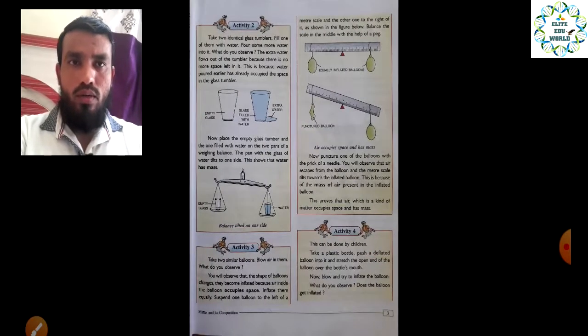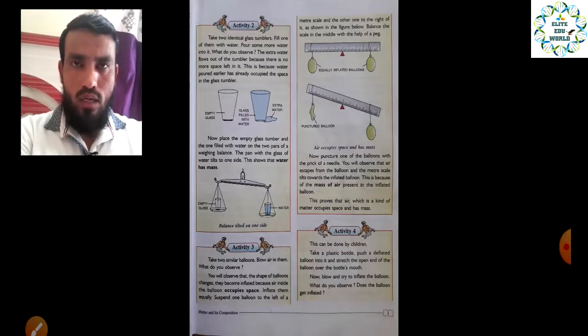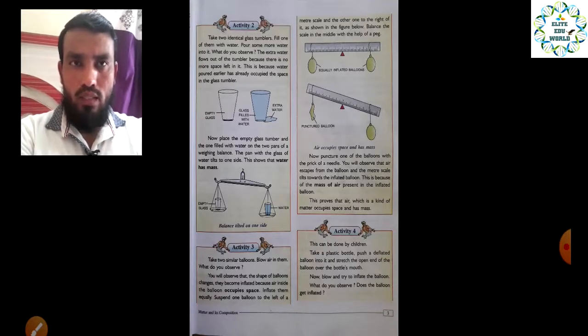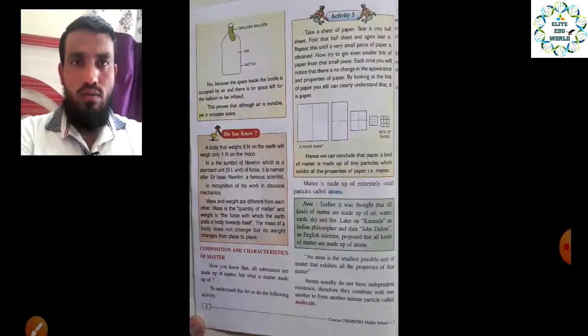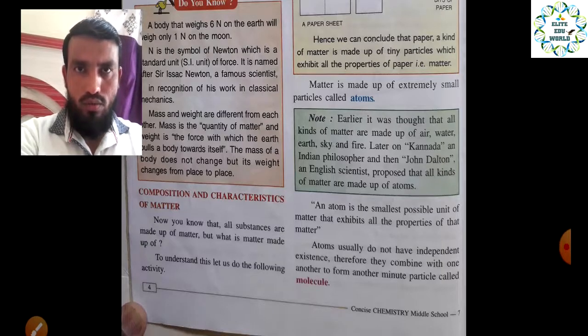Then we have seen the definition of matter: anything that occupies space and has mass. And we have seen different activities which prove how any kind of matter has mass and occupies space, right? Then we ended our last lecture on the composition and characteristics of matter.